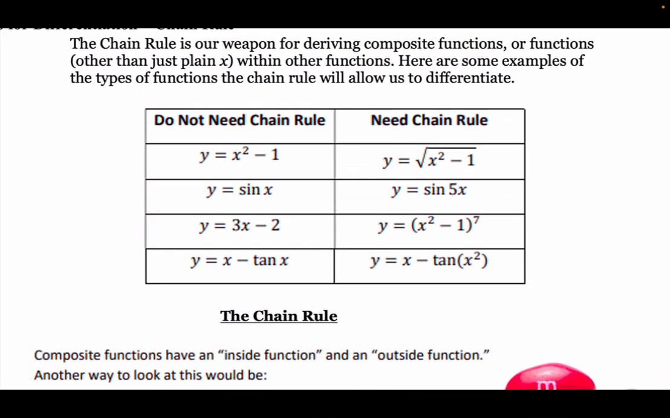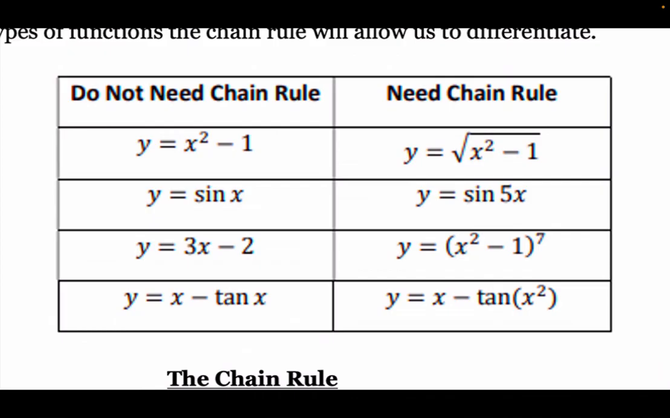So let me show you some examples. Right above that, I have 4 examples where we don't need to use the chain rule. Chain rule is not needed. You guys can do each of these right now without knowing how to use the chain rule. First one, you just use the power rule. Second one, you just use the trig derivative, cosine. This one, you use the power rule. Last one, you use just the same thing we've been doing, right?